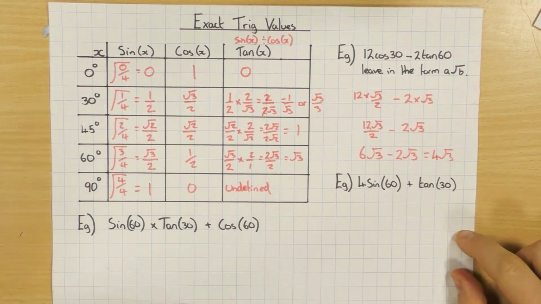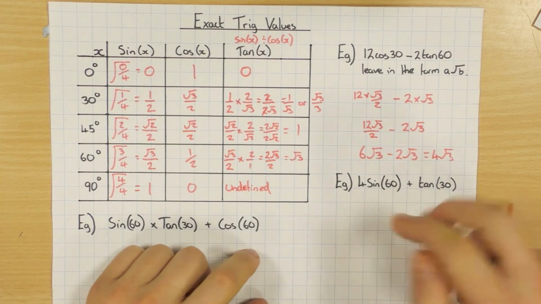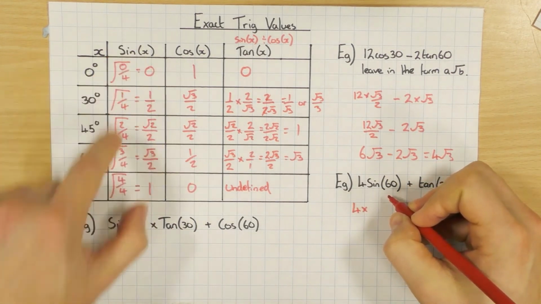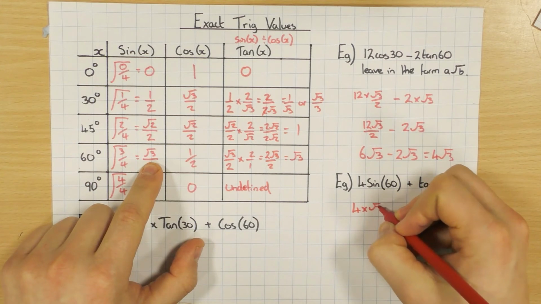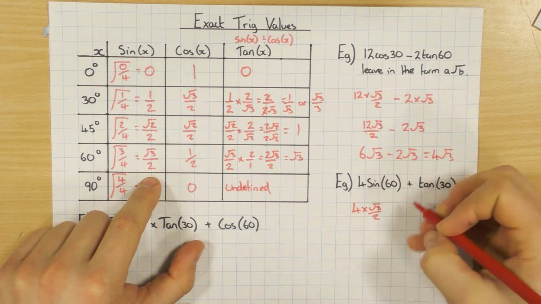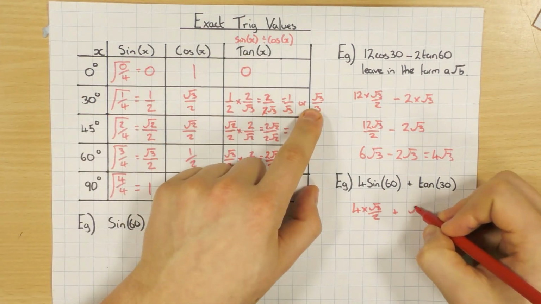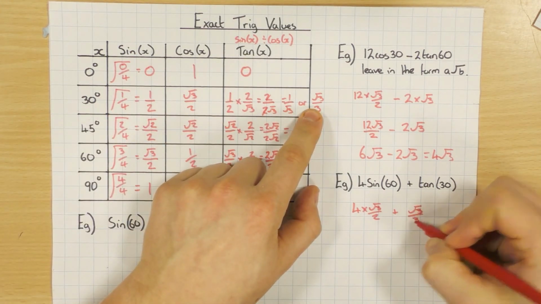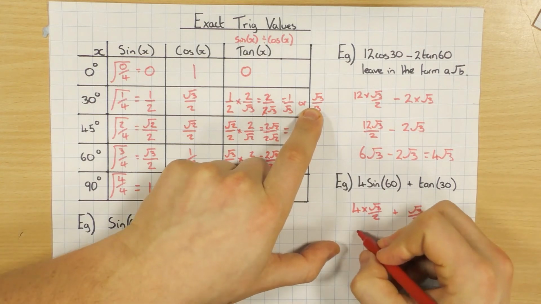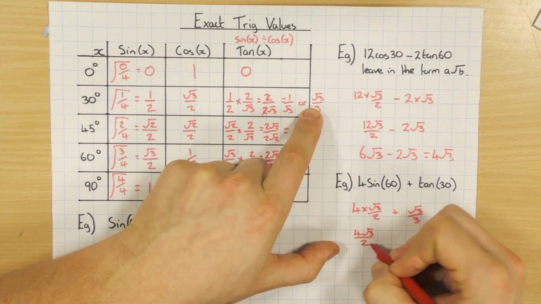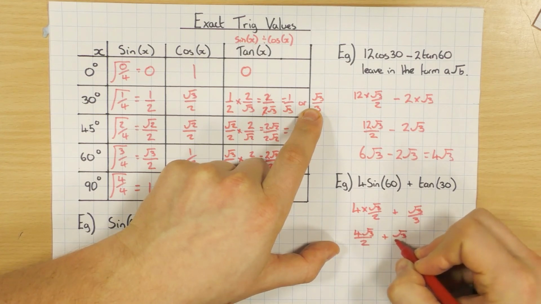Same idea with this one, so it's slightly different. So I've got 4 times sine 60. So sine 60 is root 3 over 2. And I'm going to add that to tan 30. So tan 30 is root 3 over 3. Now, a bit of simplifying. I'm going to times them together. So 4 root 3 over 2 plus root 3 over 3.